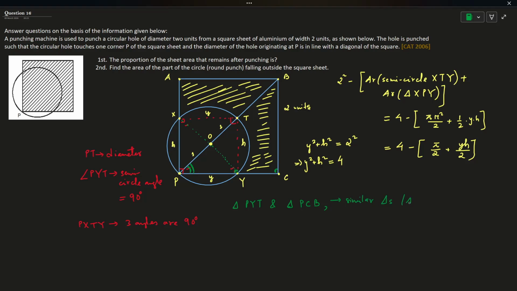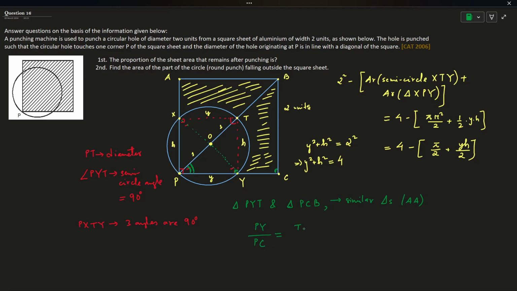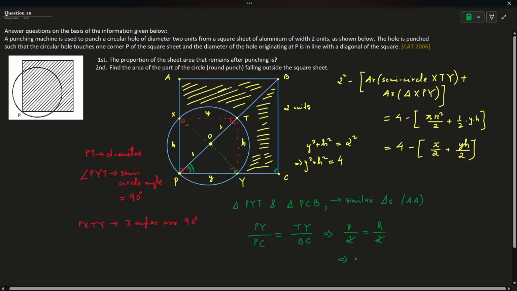Similar triangles, angle similarity. That means ratio of the corresponding sides will be equal. That means PY by PC is equal to TY by BC. From here, what is PY? PY is y. What is PC? PC is 2. What is TY? TY is h. What is BC? BC is also 2. 2 and 2 get cancelled. Very good. Very nice relation we have got. y equal to h. Very nice relation, guys.